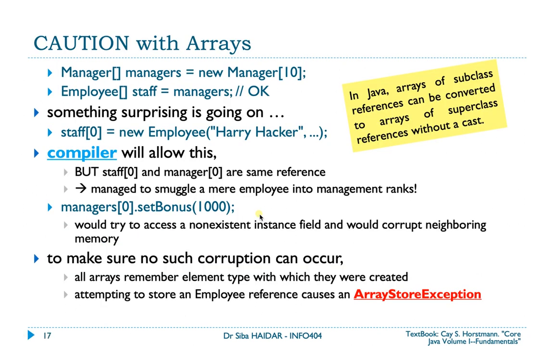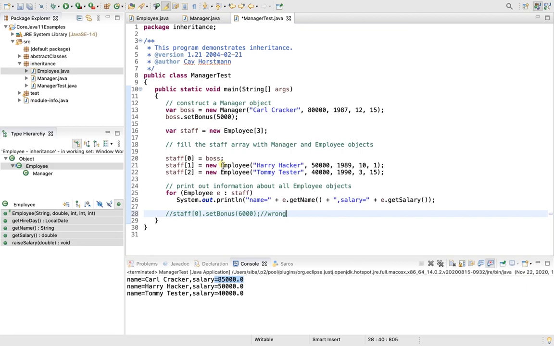But what can go bad? Now the delicate thing. Caution with arrays. Let us consider we have an array of managers and we created it with new Manager, and another array staff equal managers, declared as being an Employee array, an array of employees. Something surprising will be going on. If I say staff[0] = new Employee, what do you think will happen? Do you think the compiler will allow this? Let me check with you.